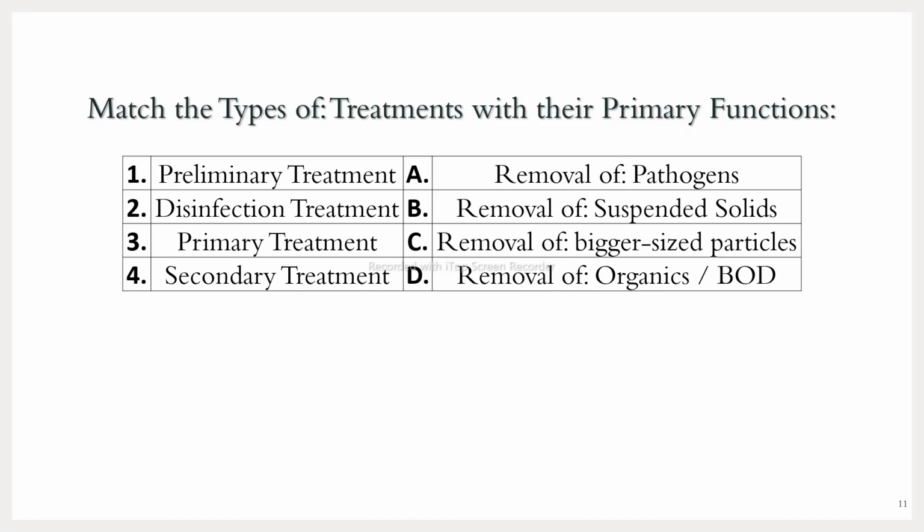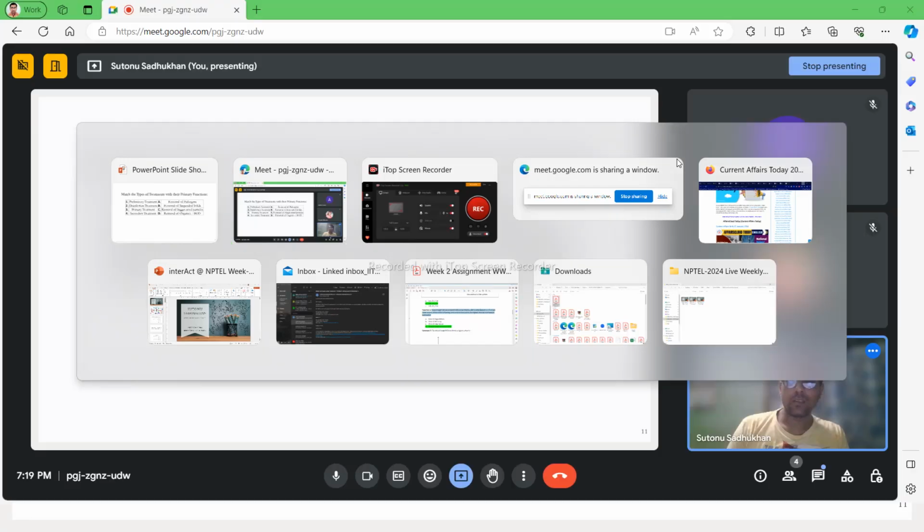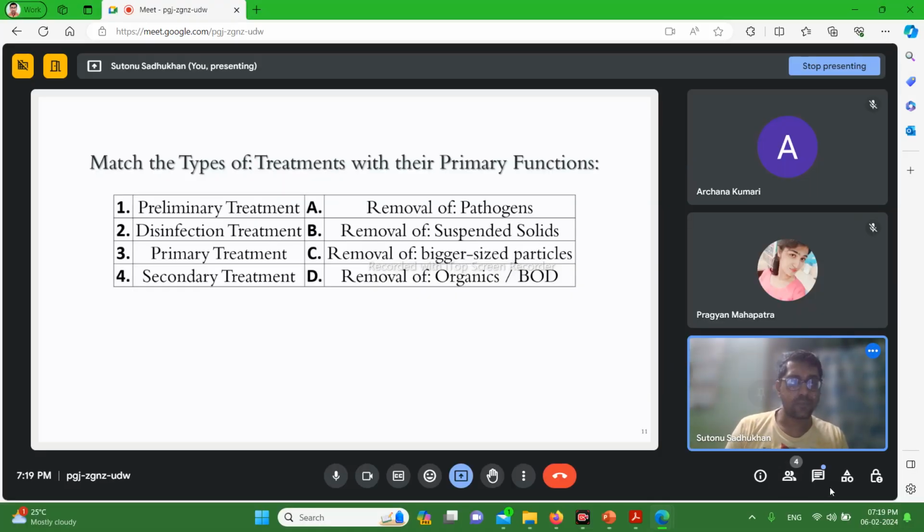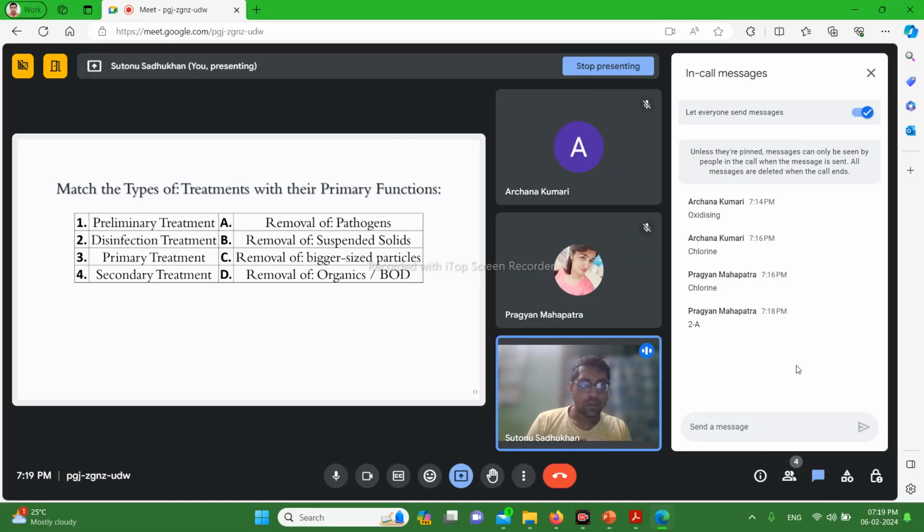So you can match the columns and type the answer. Okay, you are saying 2 with A. Okay, so disinfection, yes, it is true. And also the preliminary, primary and secondary ones, you can match that way. You can just write the right hand order. So what will be the ABCD, what will be its correct order, you can just write that.